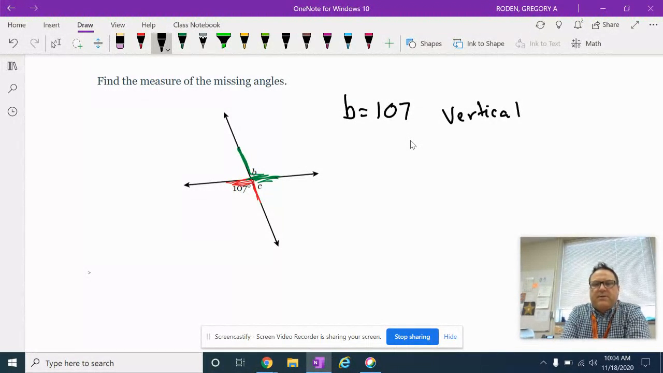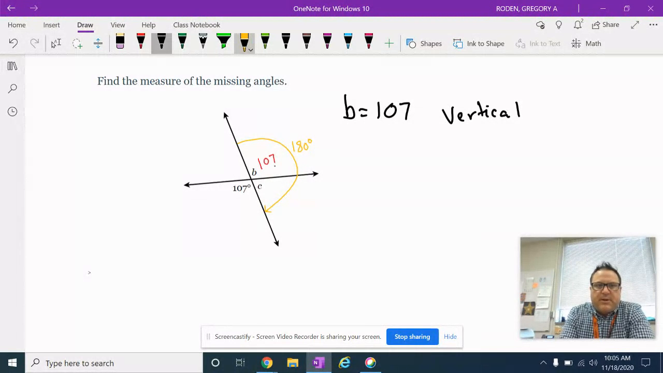It's vertical to 107. Vertical angles are always congruent or equal. Their measures are equal, always. It's the easiest thing in the world. They're just equal to each other. Okay, so now if I know that angle B equals 107 degrees, now I can figure out C because C is supplementary to B because there's a straight line. So see there's a straight angle right here from here to here. If you put those two angles together, you get 180 degrees. You get that straight angle right there.